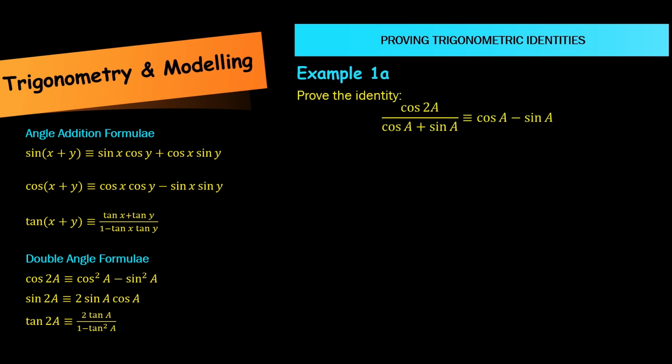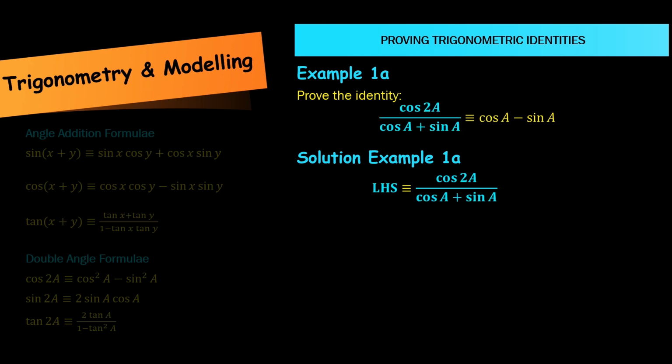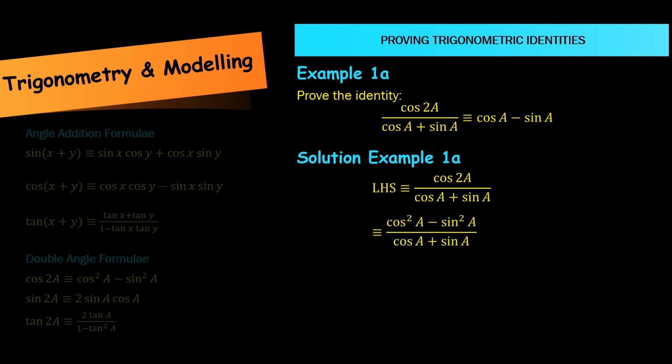So let's take a look at part A first. We are required to prove the identity as shown. So let's solve this. We begin with the left-hand side. Cos 2a over cos a plus sin a. Using the double angle formula for cos, we have that cos 2a equals cos squared a minus sin squared a, all over cos a plus sin a.